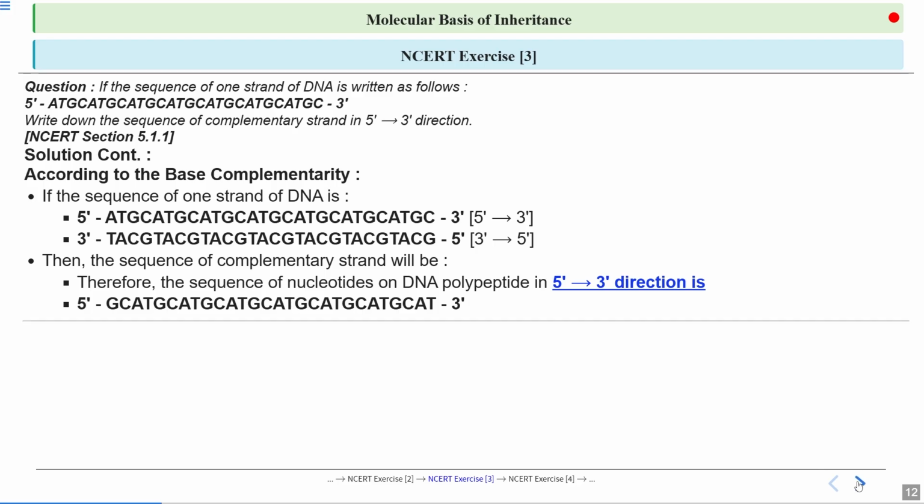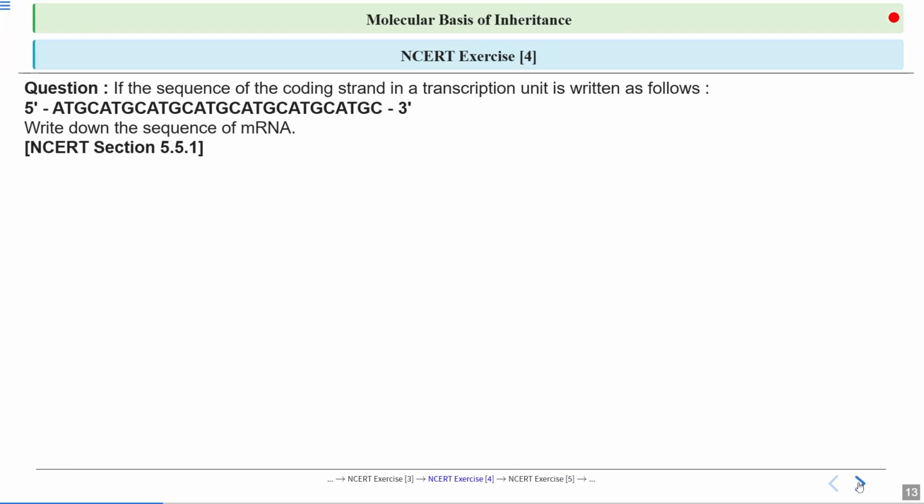So this is a very simple question. Now let's go to the next question. The next question is NCERT exercise question number 4. The question says, if the sequence of the coding strand in a transcription unit is written as follows, they have given us again a sequence, but here the sequence is of the coding strand in a transcription unit. Okay, now we have to write down the sequence of mRNA, and this is from NCERT section 5.5.1. So let's see the answer.